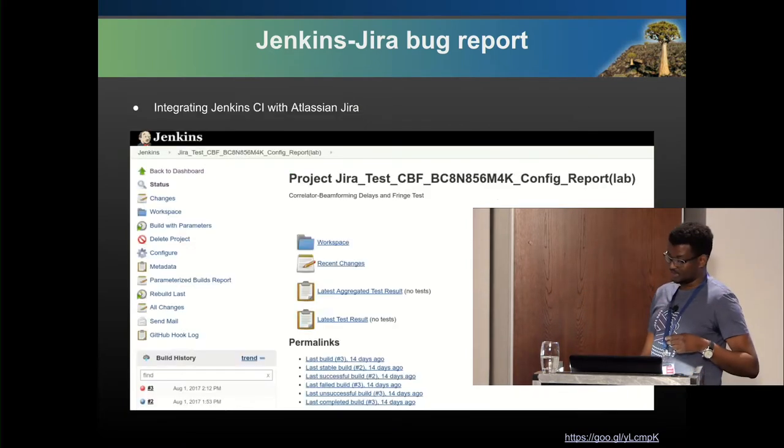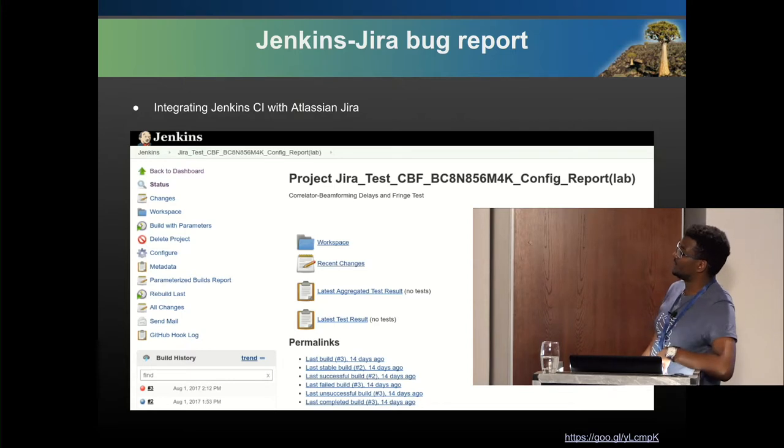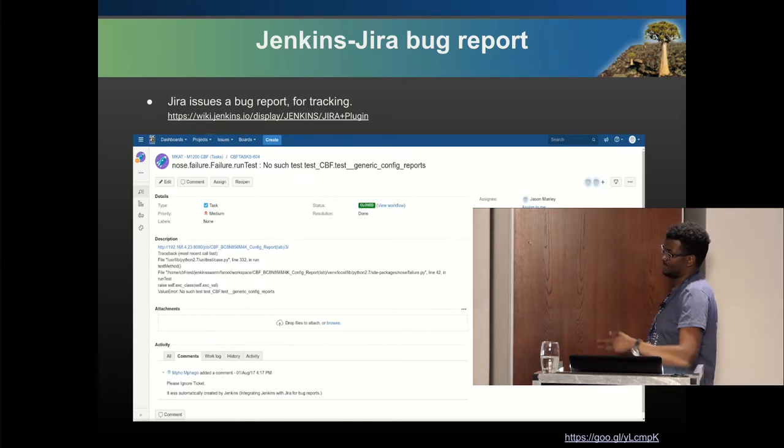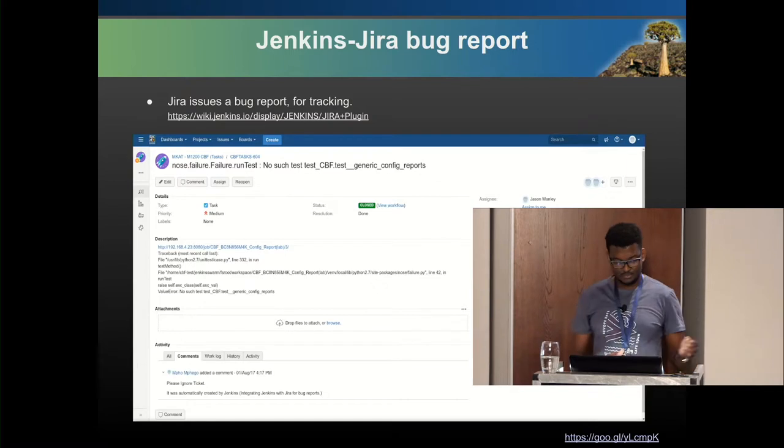Okay, the images are not so clear as from my PC. So my Jenkins build, in case of an error, creates a Jira report. And this was a test file that I made.